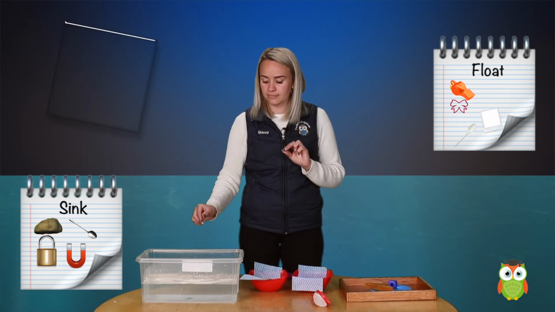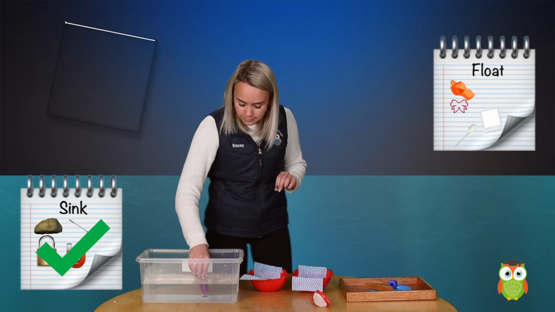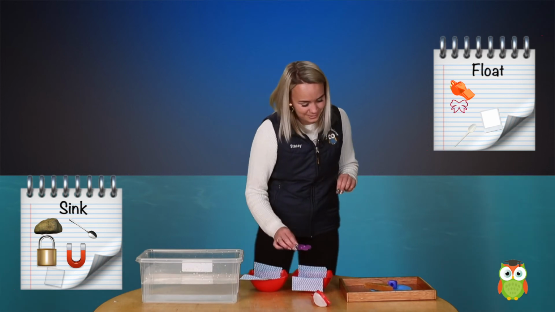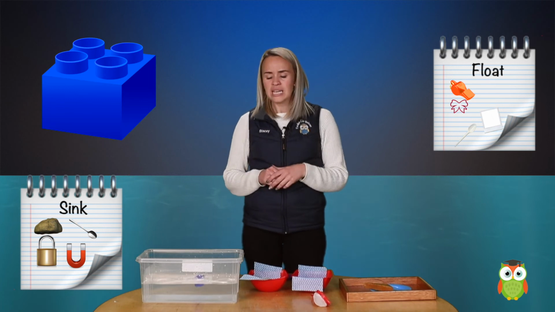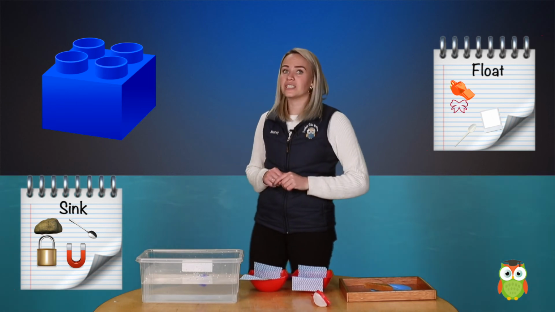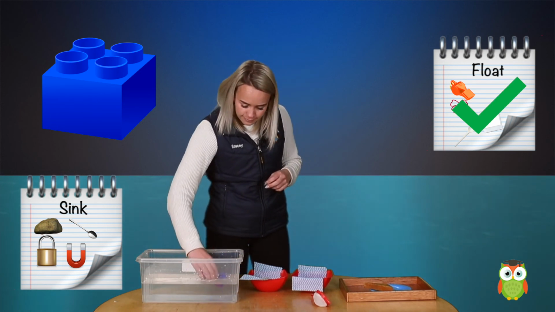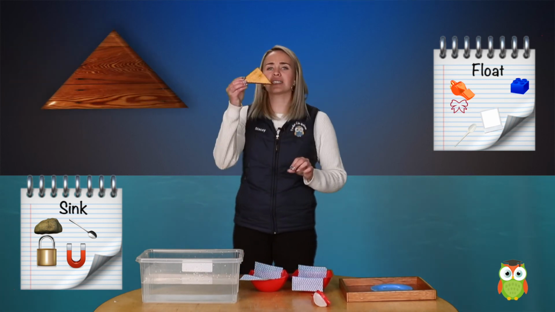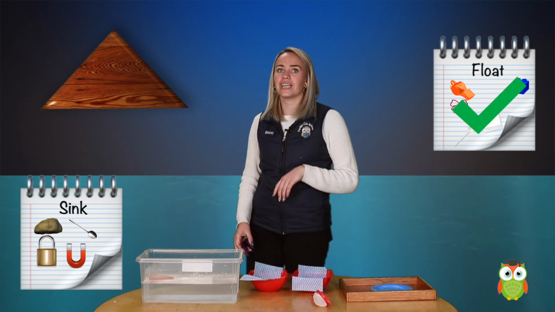A small piece of glass. This is also a sinking item. A block. Is this on the bottom? No, it's not. It is a floating item. And our last one is a block. Let's see what happens. This is definitely a floating item.